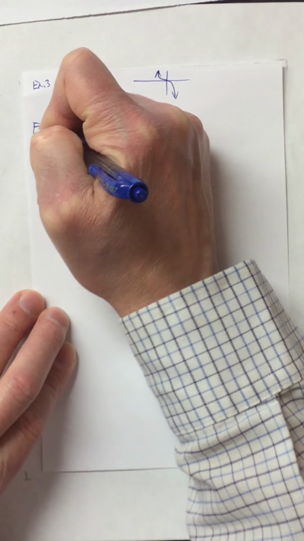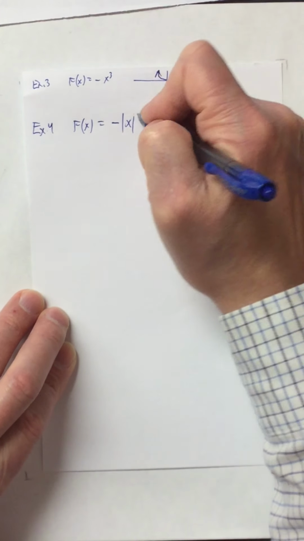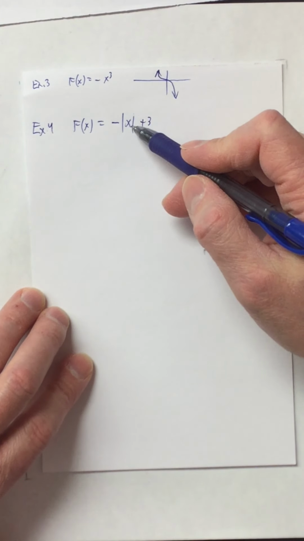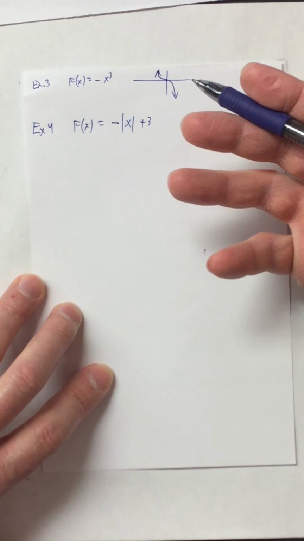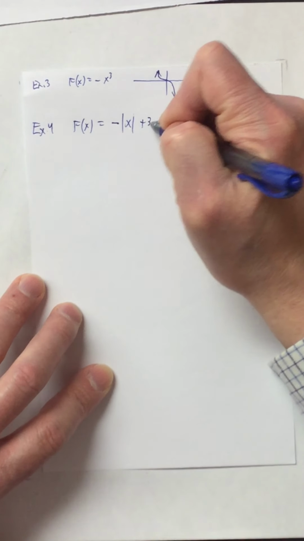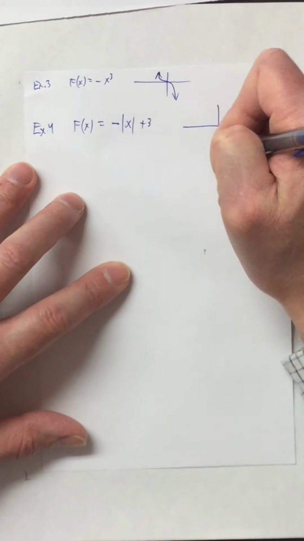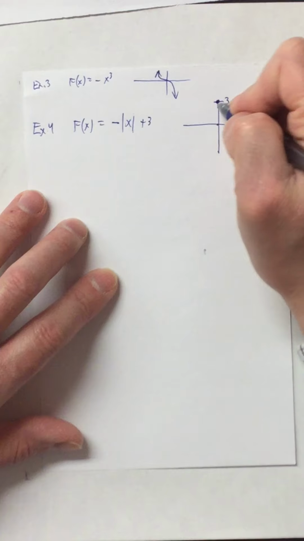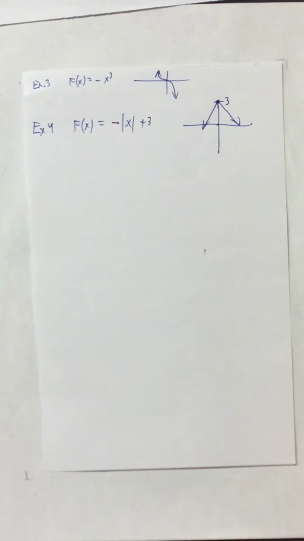All right, so example 4, f of x is equal to negative absolute value of x plus 3. Okay, so first of all, let's identify the shape. It's absolute value, so it's going to be my V shape. This negative is going to make a reflection or invert it, and then my plus 3 is not connected to it, so that's going to be a vertical shift. So if I put my line on there, my vertical shift is going to go up to the +3. Let's put a dot there, and then it's going to be an inverted V such as that.